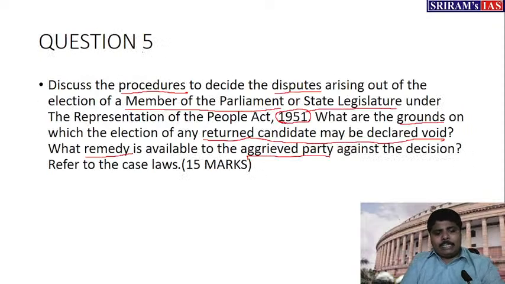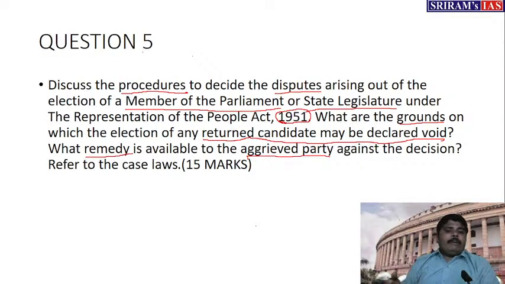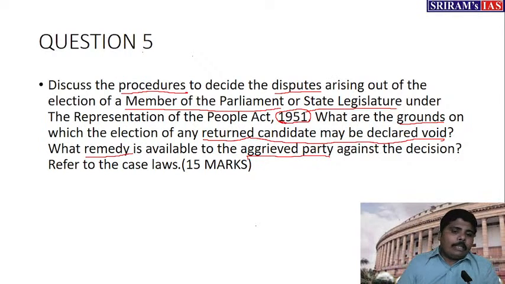The question says: the procedure to decide the dispute. I told you the procedure. After the election, we have to go to the High Court. Within 45 days, file an election petition in the respective state High Court. After that, when the results are not in your favor, you can go for an appeal. Even then, if there is some procedural mistake or a mistake in law, we can go to the Supreme Court of India and then decide about the success factor.